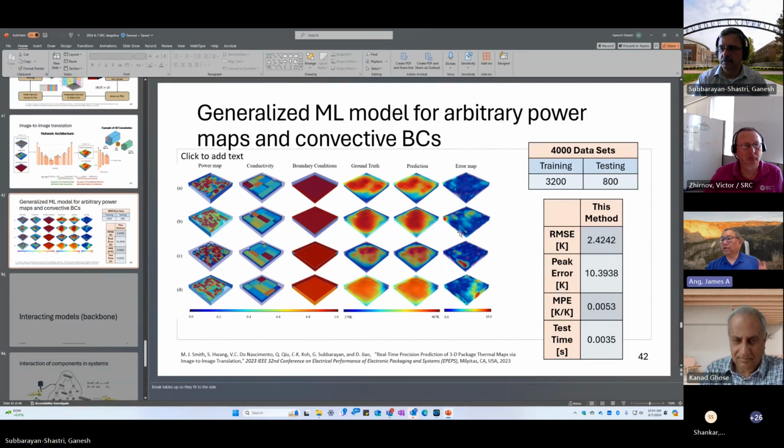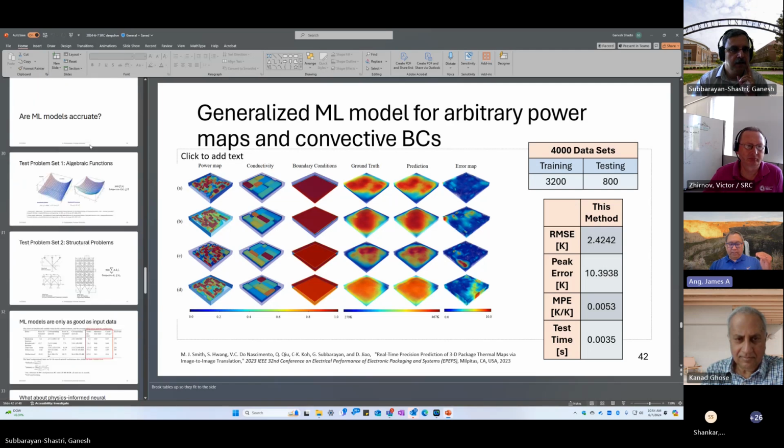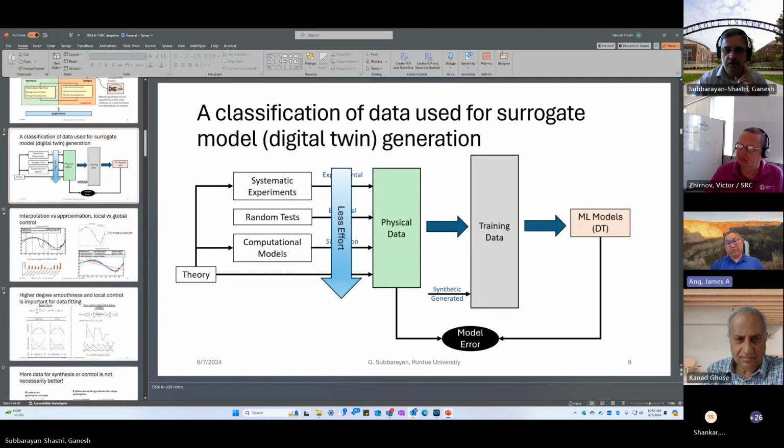Okay, but other considerations like networking were not. No, they were not included here. Okay. And then one quick question back on your previous graphic, slide 9, where you were talking about the systematic experiments, random tests, and computational models that led to physical data.